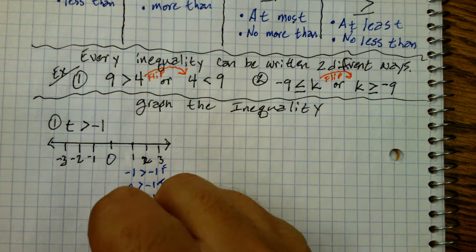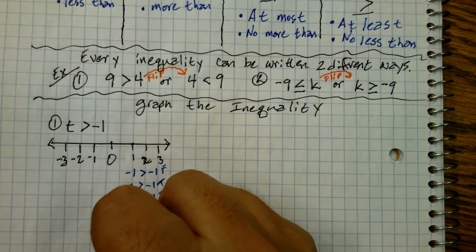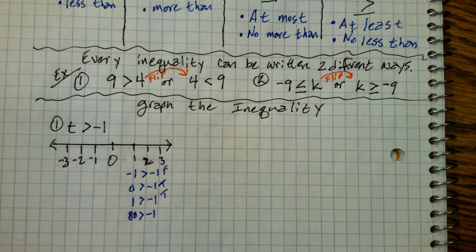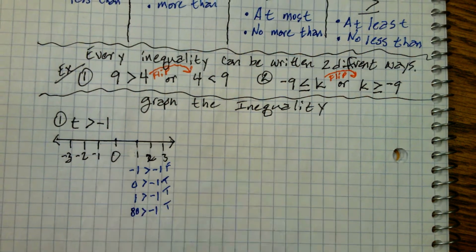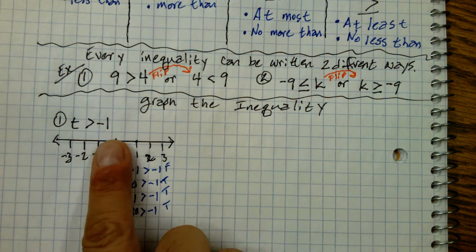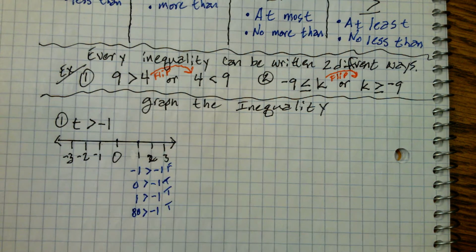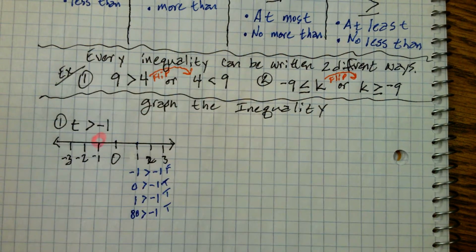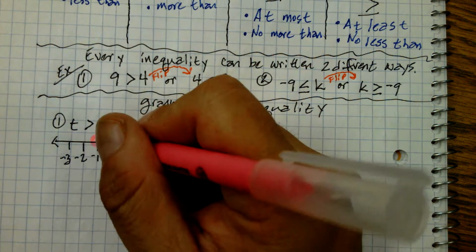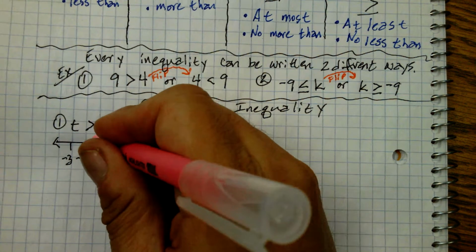Can I say 80 is greater than -1? I know it's not on the number line, but could I say that? Yeah. So basically, all the numbers greater than -1 are to the right. So I'm going to show it this way. At -1, I'm going to make an open point, like a circle. Does that sound familiar from last year? Mm-hmm. And then I'm going to shade in everything to the right.